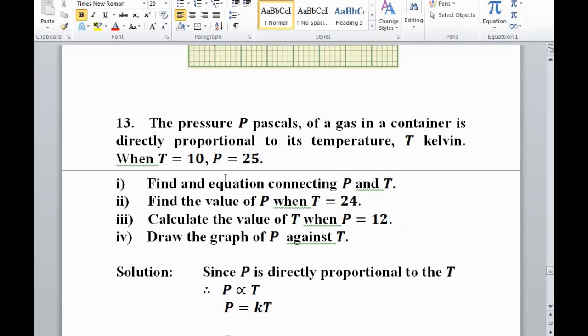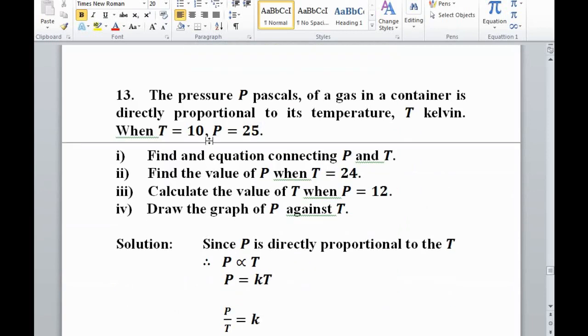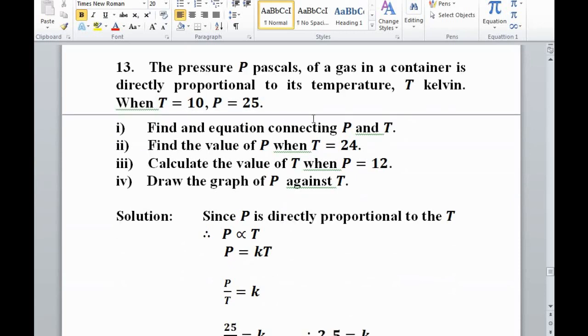Next question is question number 13 from this exercise 1A. The pressure P pascals of a gas in a container is directly proportional to its temperature T Kelvin. When temperature T equals 10 Kelvin, pressure P equals 25 pascals.